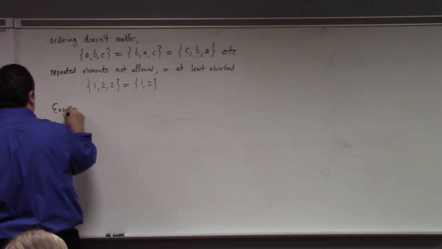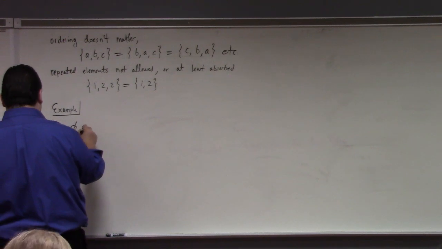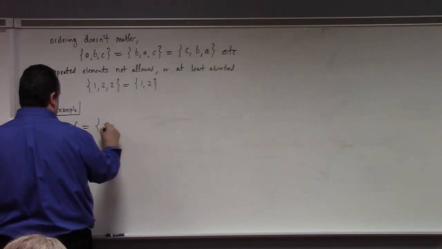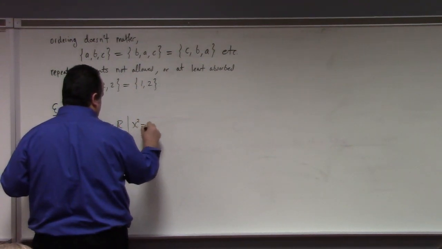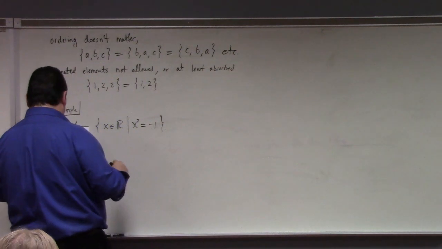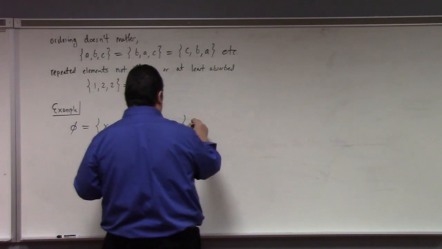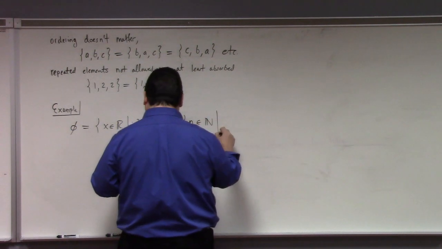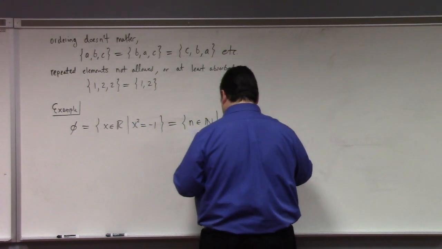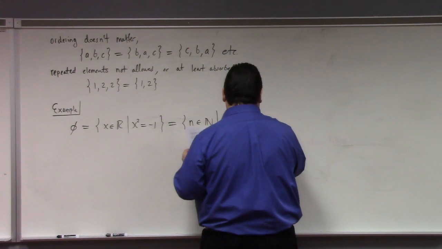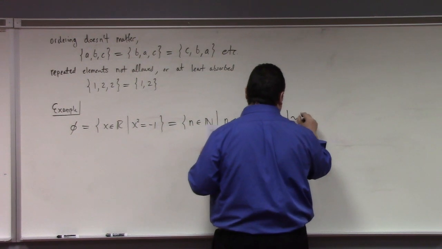Check this out, example. If we look at the empty set, we could also look at {x in the reals | x squared is equal to minus 1}. How many real numbers satisfy x squared equals minus 1? None, right? How about the natural numbers, such that n is less than 0? Right? What else have I got here? Oh, let P be any proposition. Not P and P, right?